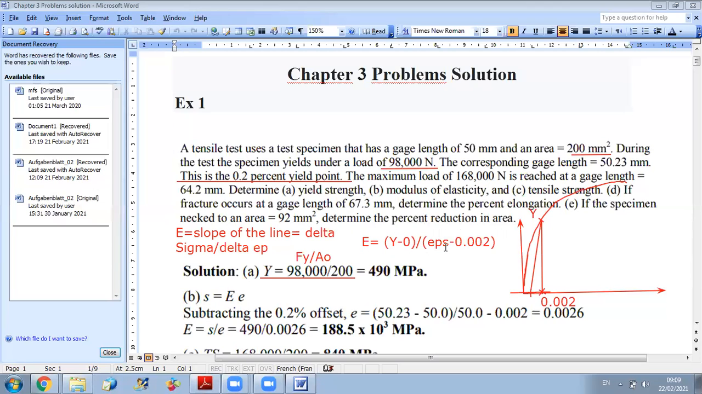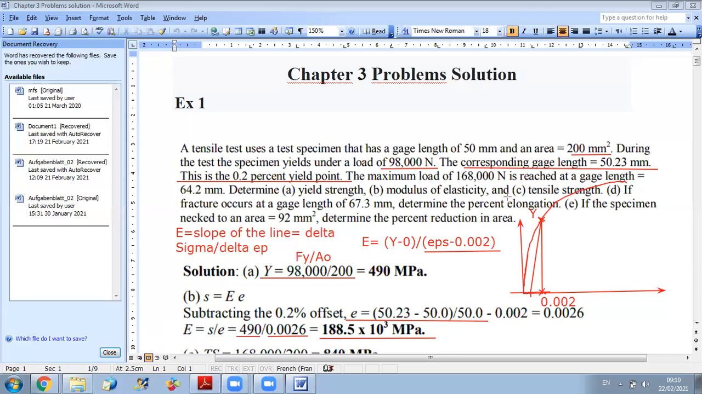So now the yield strength is already calculated. To find the corresponding epsilon for the yield point, we should see what the length was. They said that the corresponding gauge length at the yield point is 50.23 millimeters. So by applying the formula, how do we calculate epsilon? Epsilon at yield point is 50.23 minus L0, which is 50, over 50. This will give you epsilon at yield point. But now, since you want delta epsilon, you should subtract from it 0.002. And then to find E, you divide delta sigma by delta epsilon, and you get your value in megapascal. Why? Because delta sigma is in megapascal, and epsilon does not have a unit, so I get E in megapascal. Any question on this?